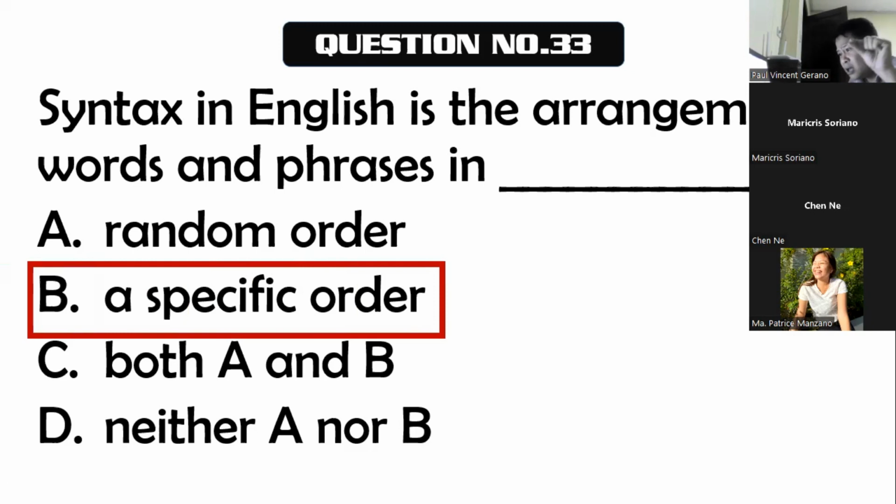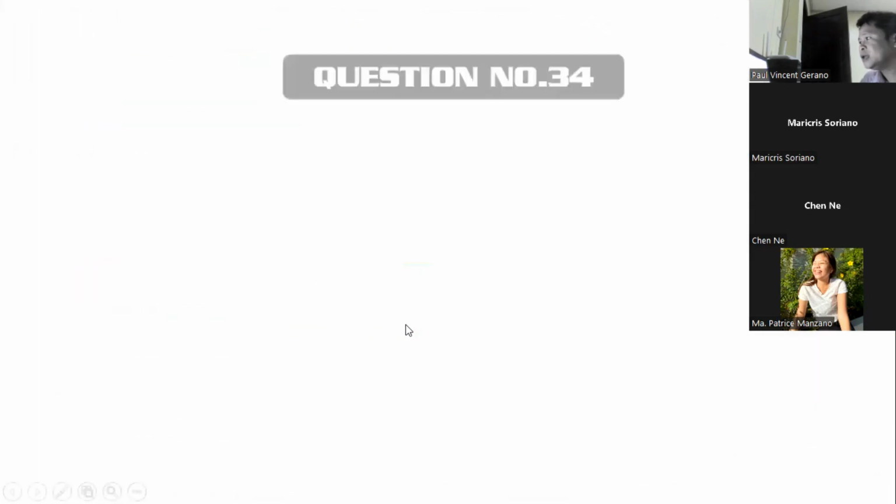Kasi sa syntax, if you change the order of a word, the meaning changes. Diba? So, dapat, specific order. Because once you change the arrangement of words, when you change the location of a word in a sentence, the meaning also changes. Okay? That's why in syntax, the arrangement of words and phrases are in a specific order. Hindi po random.